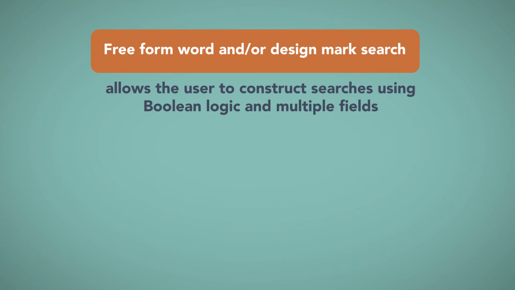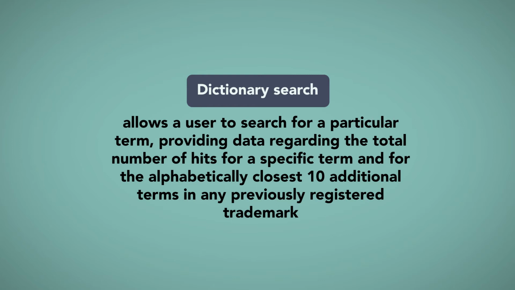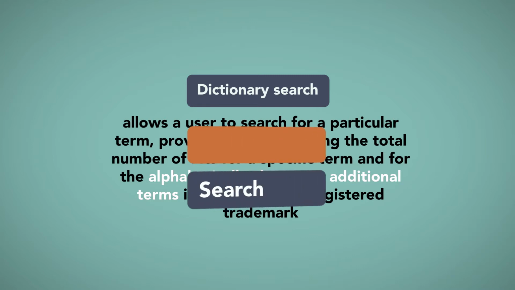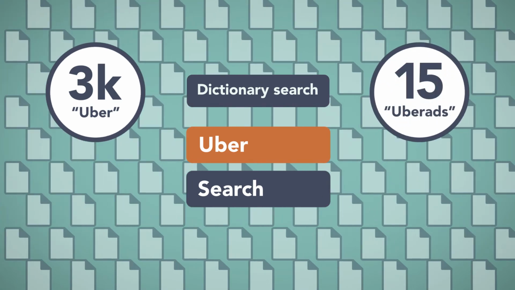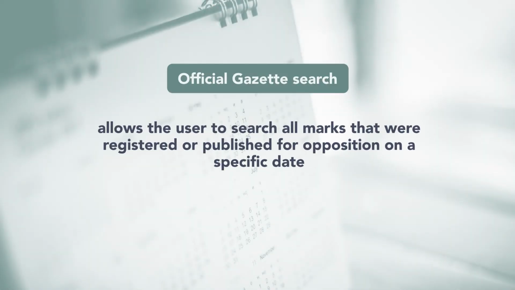A free-form word and/or design mark search allows the user to construct searches using Boolean logic and multiple fields. This can be used to create a wide variety of searches ranging from extremely broad to very specific. A dictionary search allows a user to search for a particular term, providing data regarding its total number of hits for a specific term and for the alphabetically closest 10 additional terms in any previously registered trademark. For example, a search for Uber reveals well over 3,000 total hits for Uber, 15 hits for Uber ads, and 2 hits for Ubequity. An official gazette search allows the user to search all marks that were registered or published for opposition on a specific date.